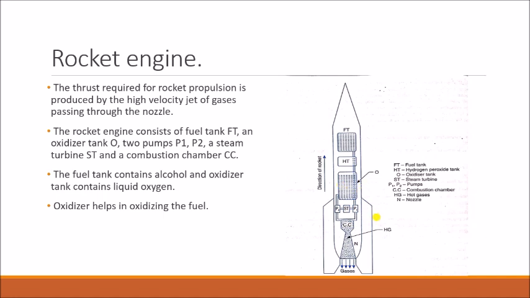In the combustion chamber the oxidizer and fuel get mixed, and soon the mixture is ignited to produce a high pressure and temperature gas. One pump pumps the fuel from the fuel tank to the combustion chamber, and another pump pumps the oxidizer into the combustion chamber. When the oxidizer and fuel mix in the combustion chamber, the mixture is ignited to produce a high pressure and temperature gas.